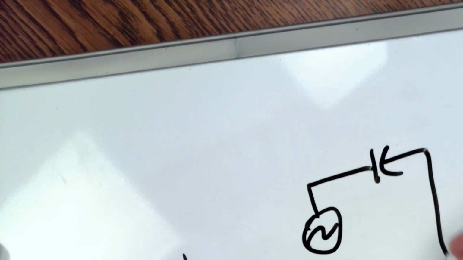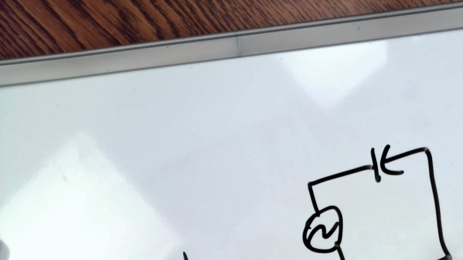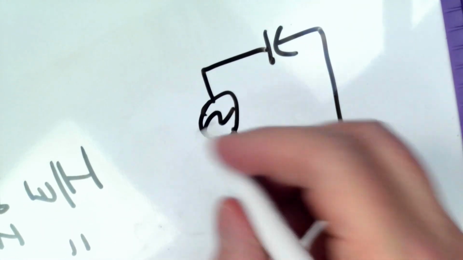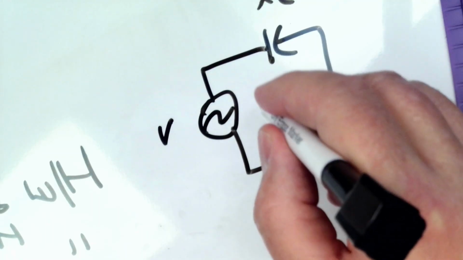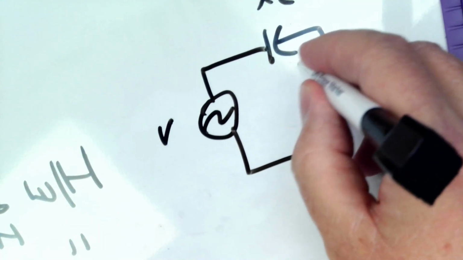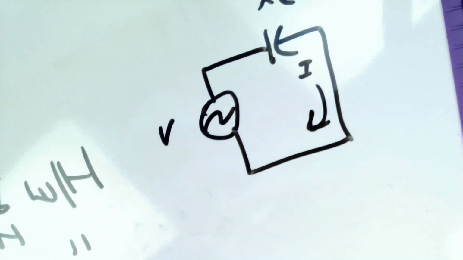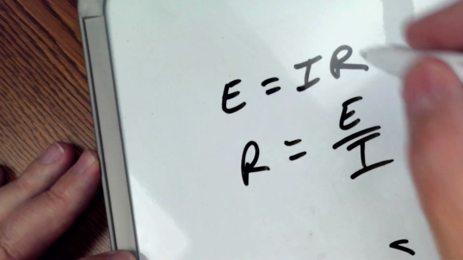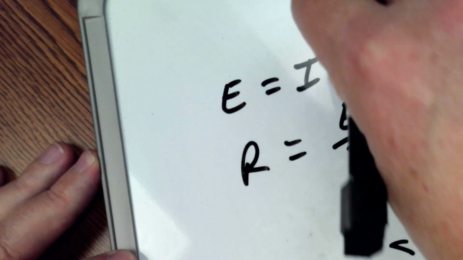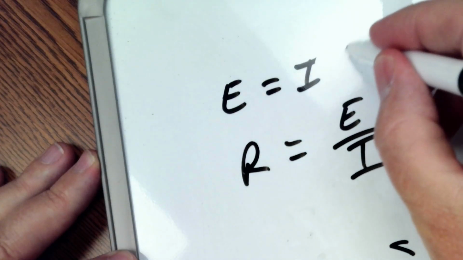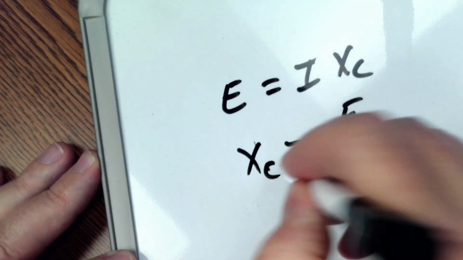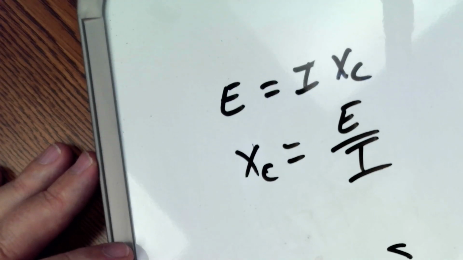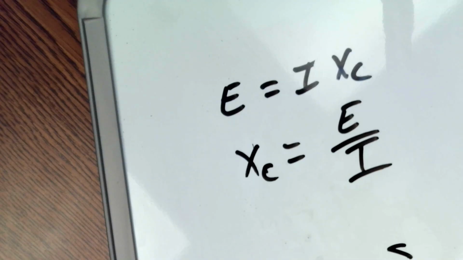So let's say we have a circuit like here where we have a sine wave and then just a capacitor. So in this circuit, we're going to have our voltage, our capacitance, and then we'll have a flow of current, right? So Ohm's law is still true. E is still going to equal I times R, but instead of R, we're going to have our capacitive reactance. Okay, so that Ohm's law is still true. Keep that in mind when we go through this.